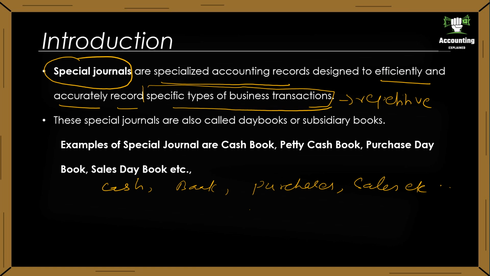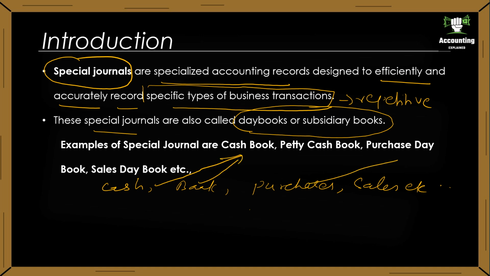These special journals are also called day books or subsidiary books. Examples of special journals are cash book for cash and bank, we call it as cash book. Purchases, it is purchase day book, and for small cash transactions it is petty cash book, sales day book, etc.